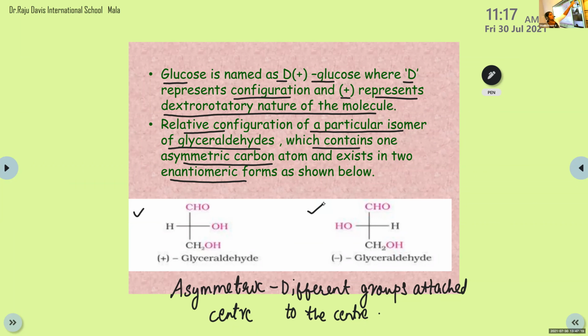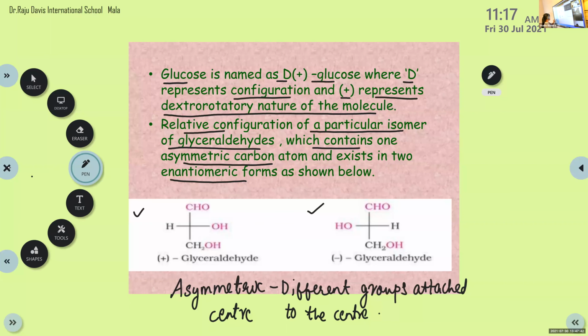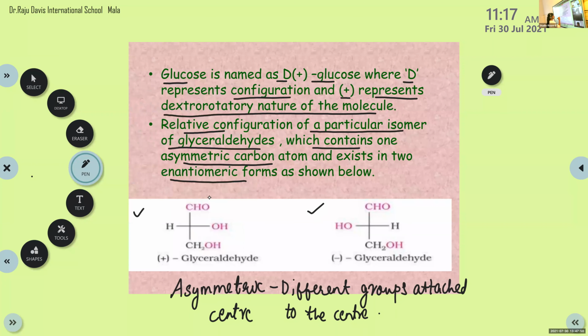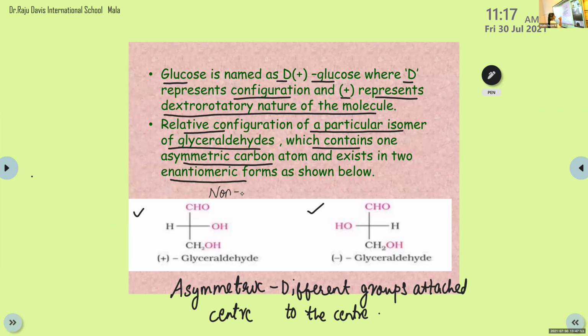These enantiomeric forms can be obtained as non-superimposable mirror images. All these things you will learn in detail in the 10th chapter. No need to worry about that. You have to note this point. Enantiomeric forms means non-superimposable mirror images. Just 1 minute, children. Enantiomeric forms means non-superimposable mirror images.